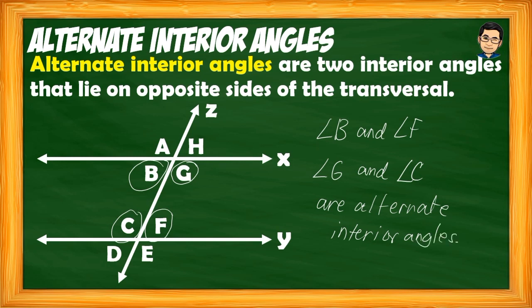So, like for example, angle B and angle G. So, hindi po sila alternate interior angles. Bagkus, supplementary angles po sila or linear pair. So, pwede rin po silang adjacent angles.